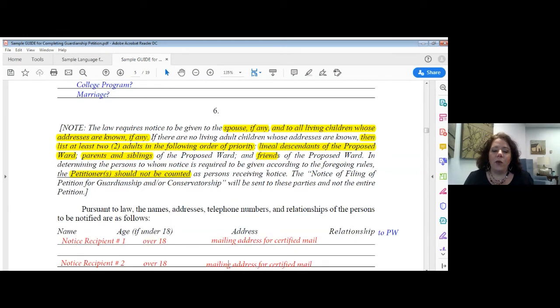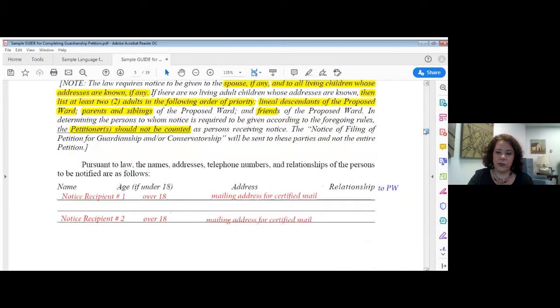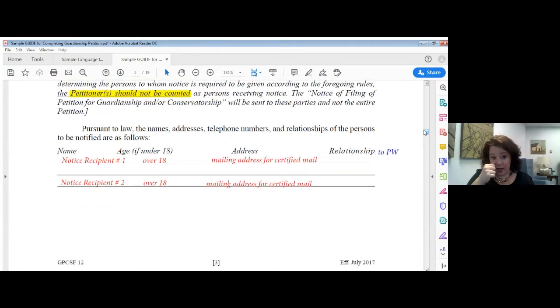Okay, so here's what we're going to list. Of the people that you are listing, you need to list notice recipient number 1 and notice recipient number 2. So we're going to provide names and addresses and the relationship to the proposed ward. So it might be an aunt, an uncle, a friend. Whatever the relationship, it's to the proposed ward, not to you.